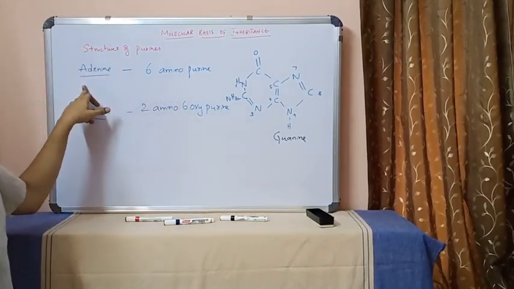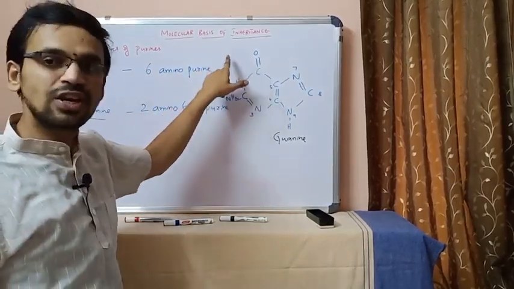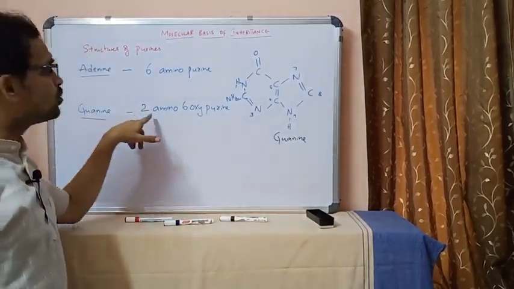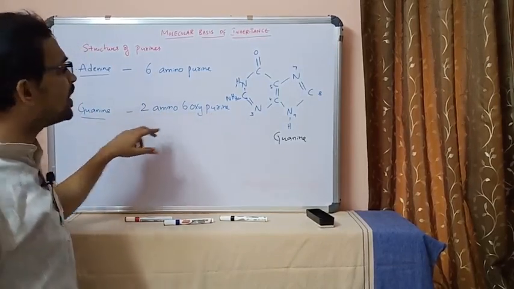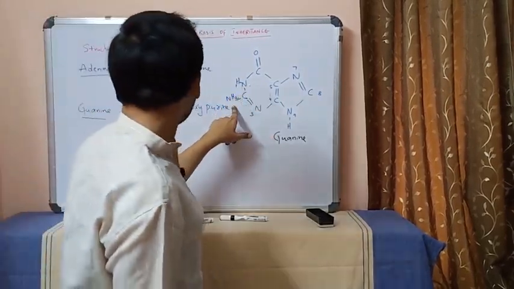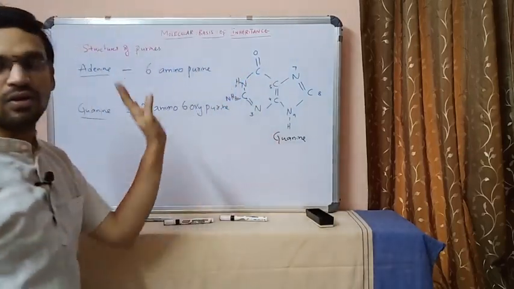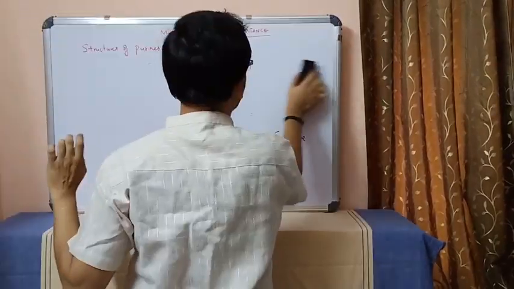So the chemical name of adenine is 6-aminopurine. If you incorporate an amino group at the sixth position, then it is called adenine. The chemical name of guanine is 2-amino 6-oxypurine. If you incorporate an amino group at the second position and oxygen at the sixth position, then it is called guanine. Now coming to the structure of pyrimidines.